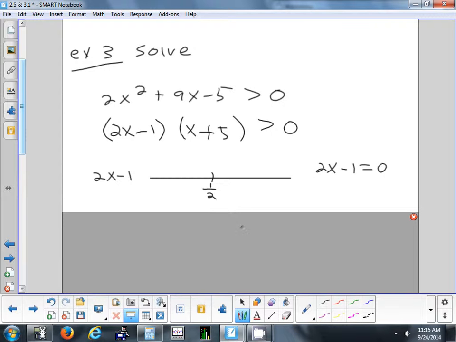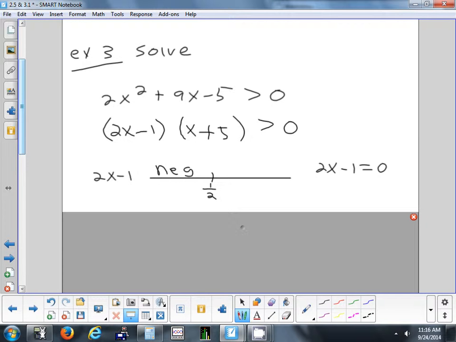Okay, now we have to just ask 2 questions. If we plug numbers in smaller than 1/2 for x, do I get negatives for my answer, or do I get positives? Okay, so let's pick a number smaller than 1/2 that's easy, 0. If I plug 0 into 2x minus 1, Casey, will that give me a negative or a positive? So let's try 0. What's 2 times 0? 0 minus 1? Negative.